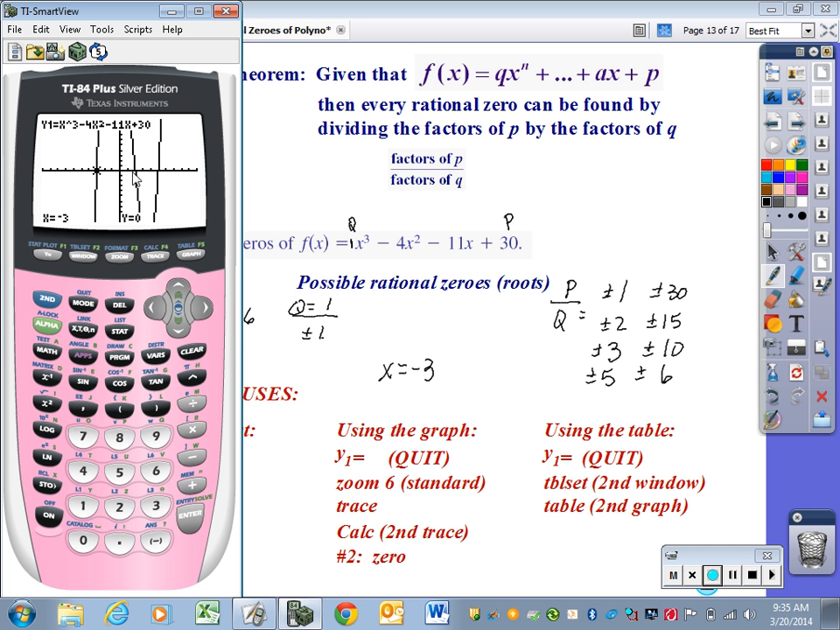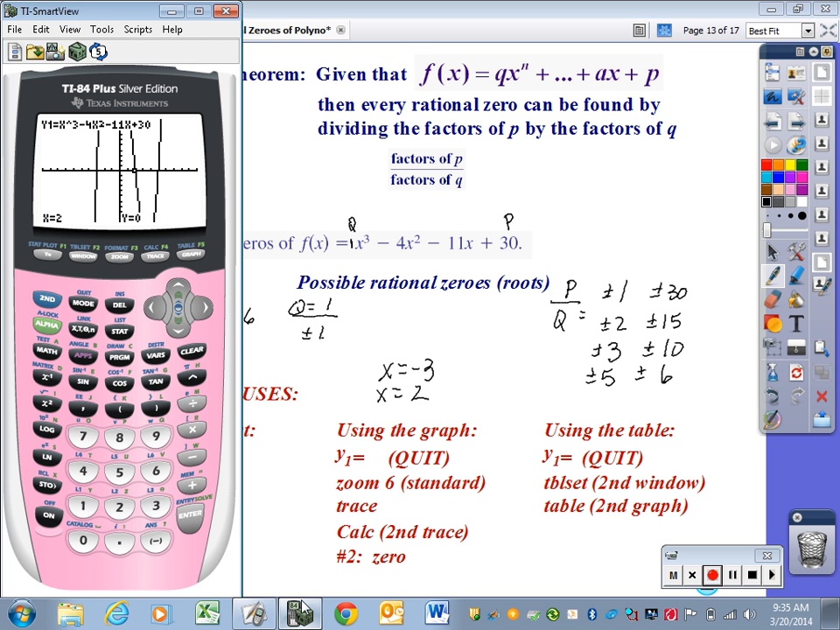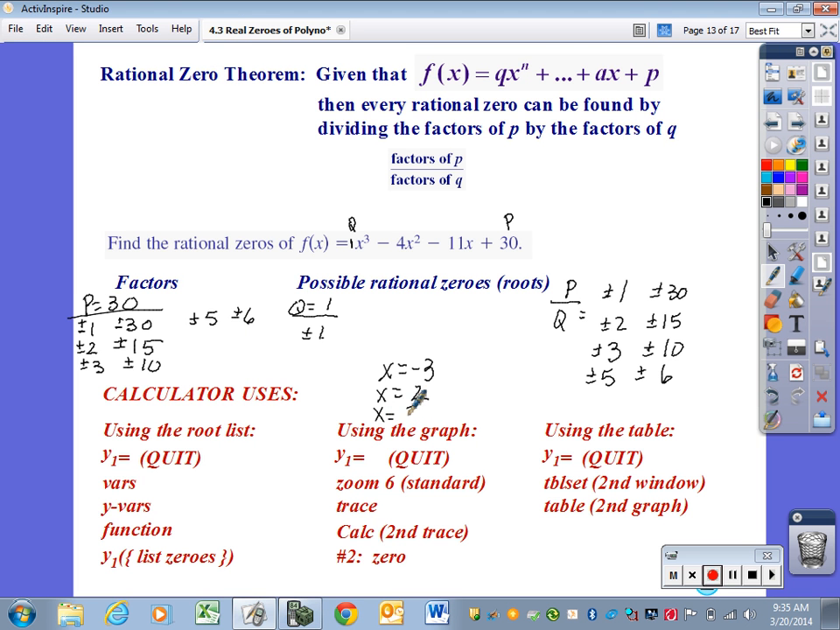It also looks like I have a 0 at 2. So now I just have to type 2 since my trace key was already hit. Hit enter. Was that also a 0? Yes, it was. And it looks like I have 1 at 3, 4, 5. So since trace had been hit, 5, enter. And yes, it was. I got all 3 zeros.